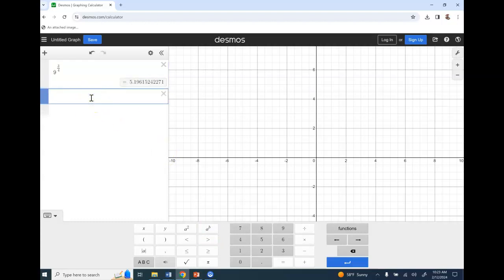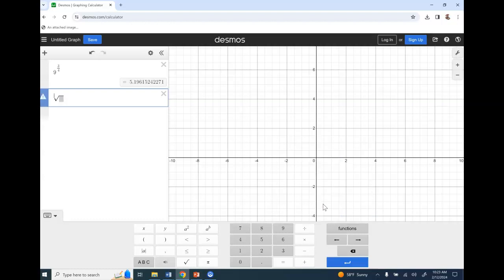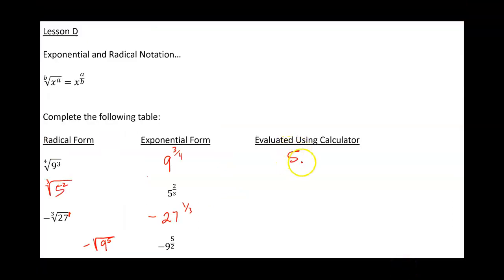Now, if you want to do this using the radical form, you would go to functions, then, well, they actually changed it. Instead of miscellaneous, they just have these, but you have to scroll down and go to the nth root, which is all the way at the bottom under number theory. And again, this might change, you just have to find it. So you're going to put the fourth root, the denominator is going to be the root, and then you have 9 cubed. So again, we get the exact same answer, which is 5.196, and if I round that, I'm going to write that as 5.1962.